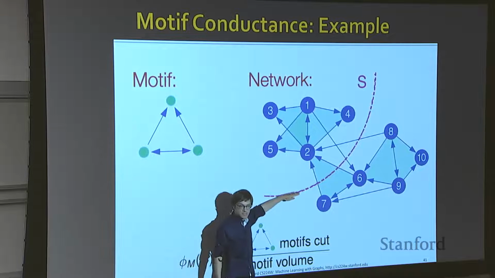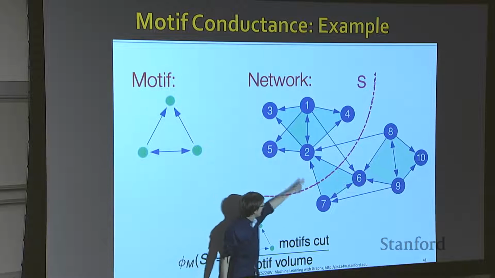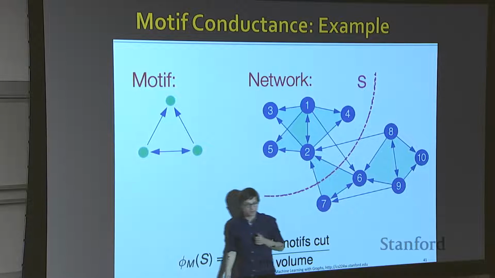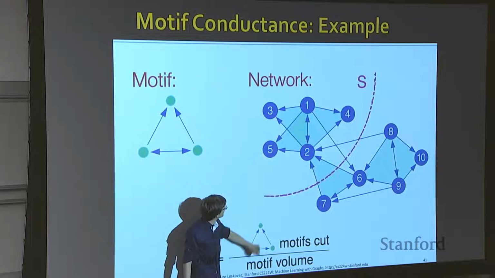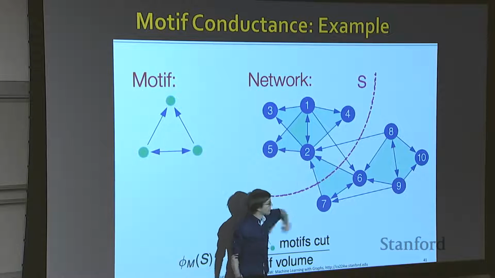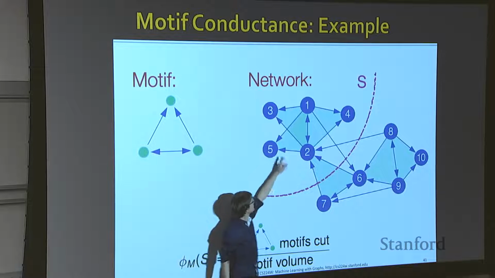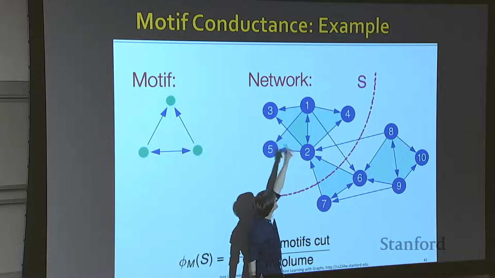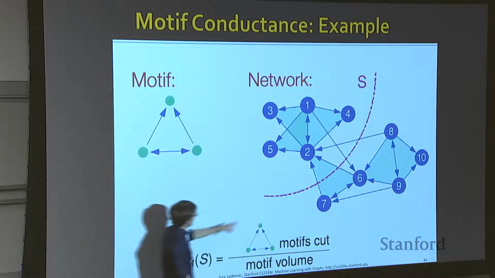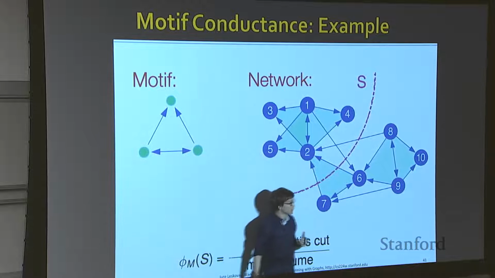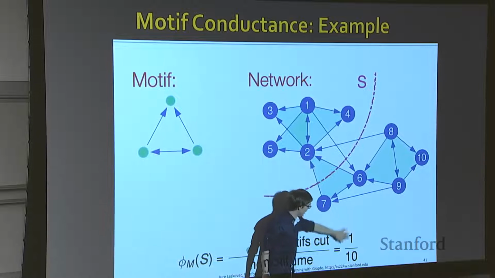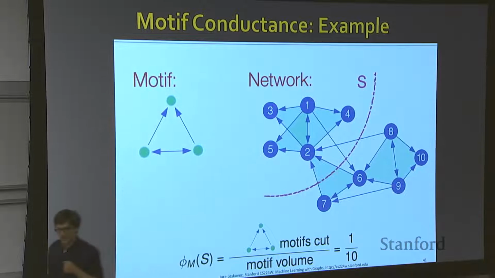So how many motifs does this cut? It cuts one instance of the motif, right? These edges do not participate in the motif, so I don't care about them, right? And now what's the volume? The volume will be how many instances of the motif are on the side S, right? So it's 3 instances of the motif. Each instance has 3 nodes, so it will be 9 plus this node counted from this motif, right? So the motif volume will be 10, and the number of motifs cut equals 1 here. So the conductance is 1 over 10.